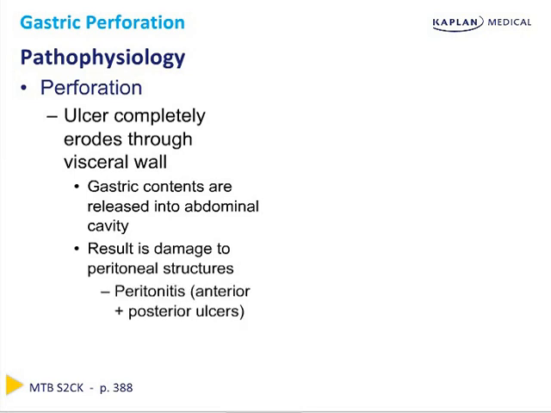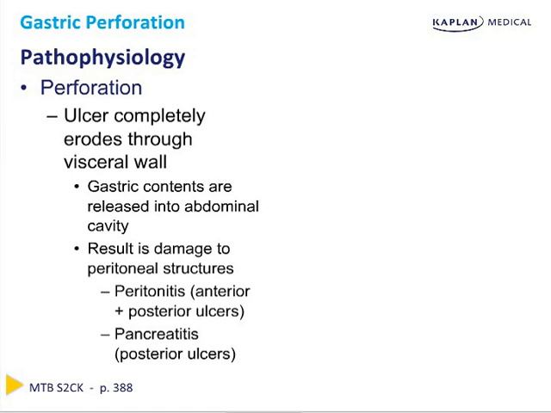Peritonitis is a common complication of gastric perforation, as you might expect, and can result from a perforation at any location in the stomach. However, perforation of a posterior gastric ulcer can allow gastric acid to reach the pancreas, where it will subsequently destroy pancreatic cells and release pancreatic enzymes such as amylase and lipase into the peritoneal cavity.